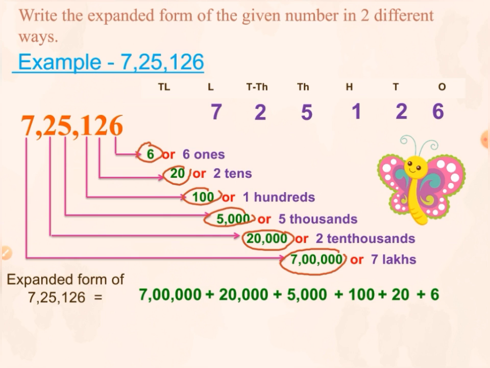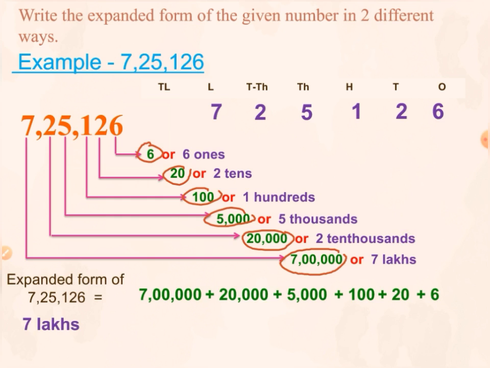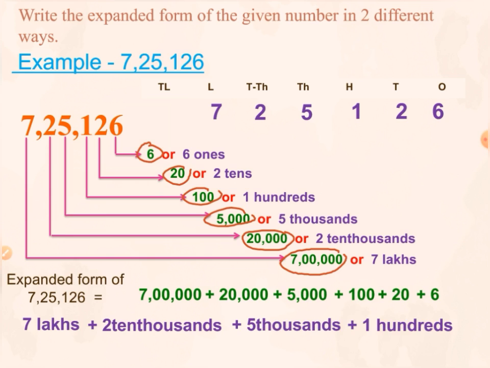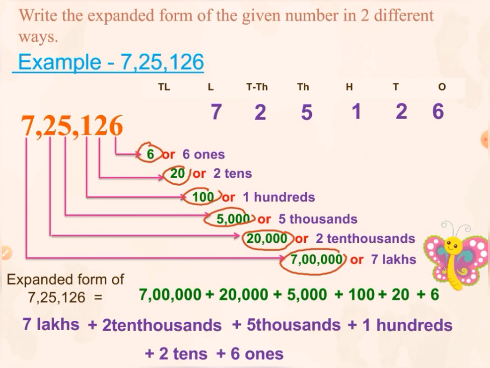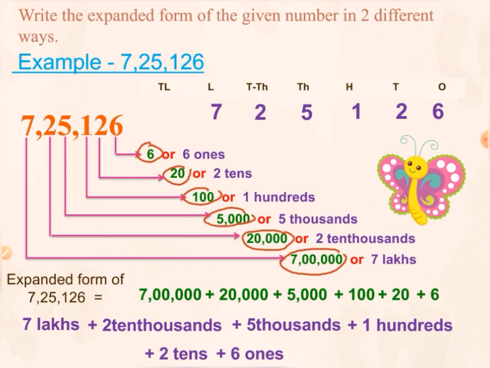You can see the place value will be taken and then we will add them to write them in words. So here in this way we can write. So it will come as 7 lakhs plus 2 ten-thousands plus 5 thousands plus 1 hundred plus 2 tens plus 6 ones. So we have written the expanded form of the given number in two different ways, that is in figures as well as in words. Okay, children?